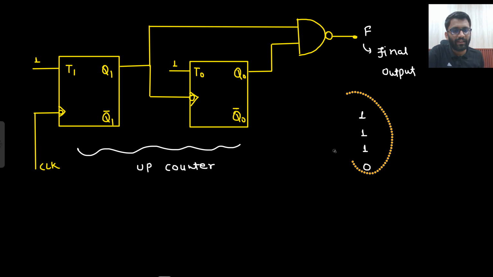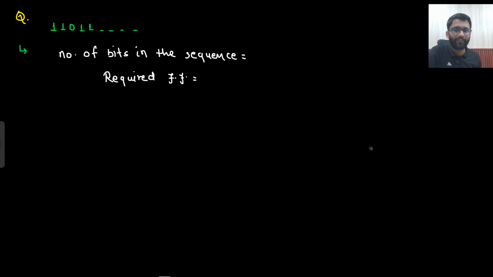But here we were lucky, we did not have to use any clear or preset input. But what if this example is given? Try it on your own, you will understand what the catch is here. You need to generate this sequence 1 1 0 1 1. First tell me how many flip-flops will be required.